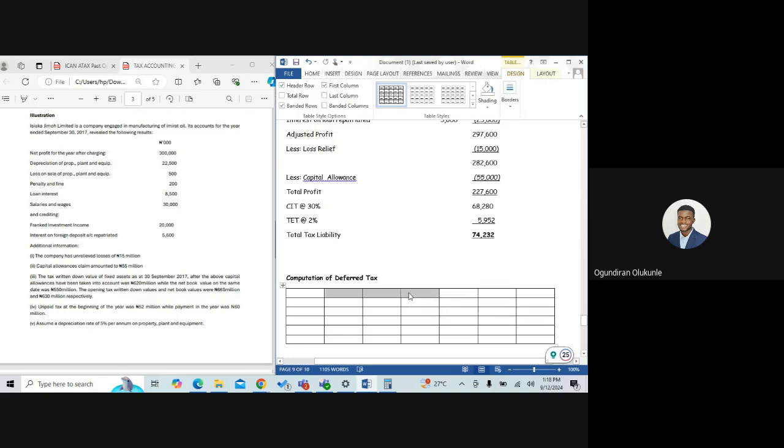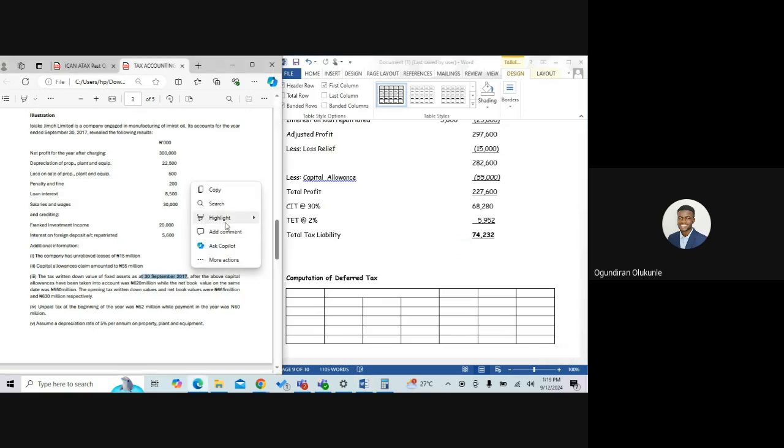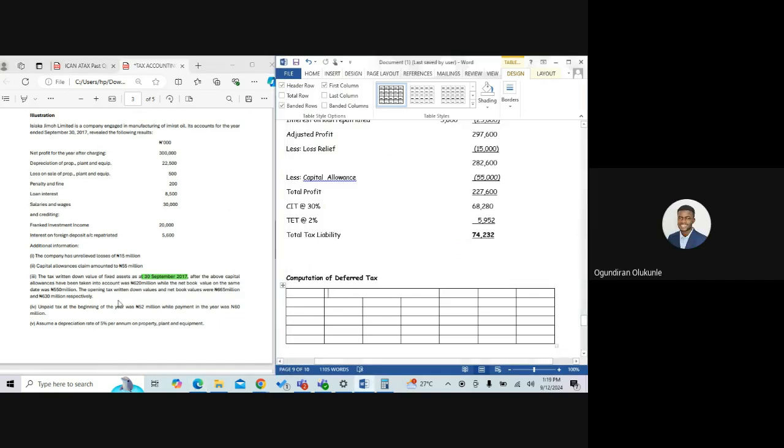So here now, if you notice, we're given the value of these assets, right? As at 30th September 2017. Is that clear? So we were given the value of the asset as at 2017. Are we together? That's note 3. The tax value of fixed asset as at 30th September 2017, right?